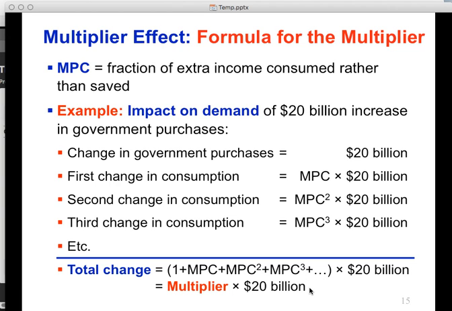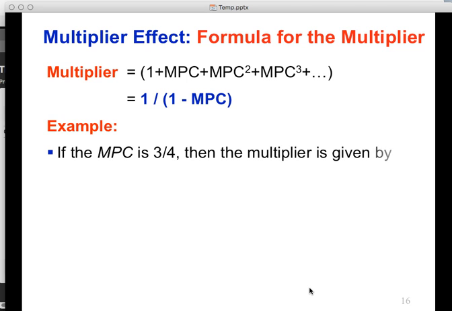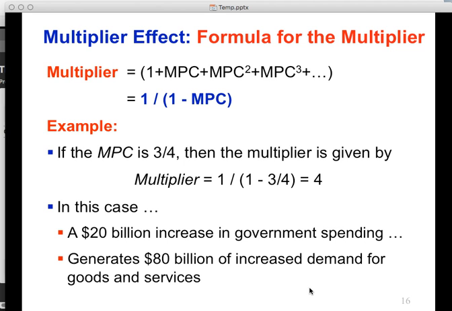And we've a few times in class gone over how we figure out what that infinite sum is. It's called a geometric sum. And so it ends up being 1 over 1 minus MPC. I won't now go over the math of that, but for example, if the marginal propensity to consume is 3/4, meaning that out of every dollar of additional income that consumers get, they spend 75 cents of it, then the multiplier is given by 1 over 1 minus 3/4, or 4. In this example, a $20 billion increase in government spending generates $80 billion of increased demand for goods and services.